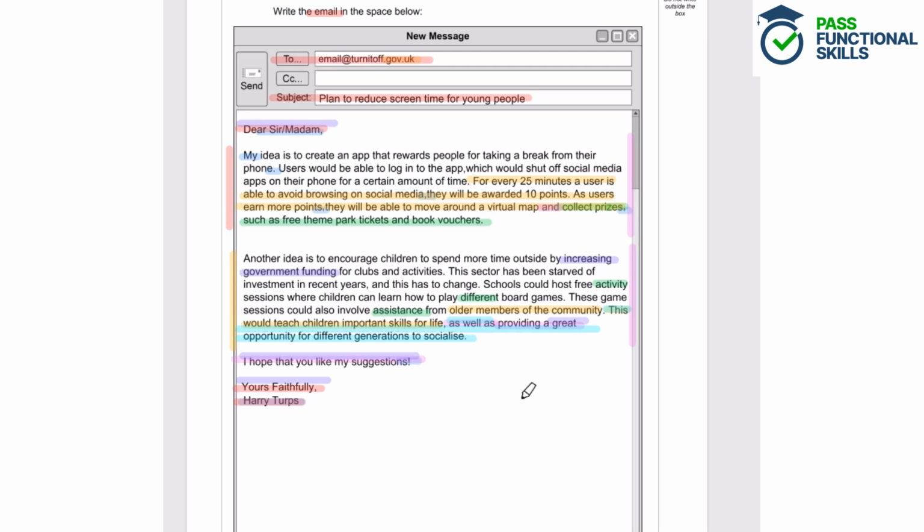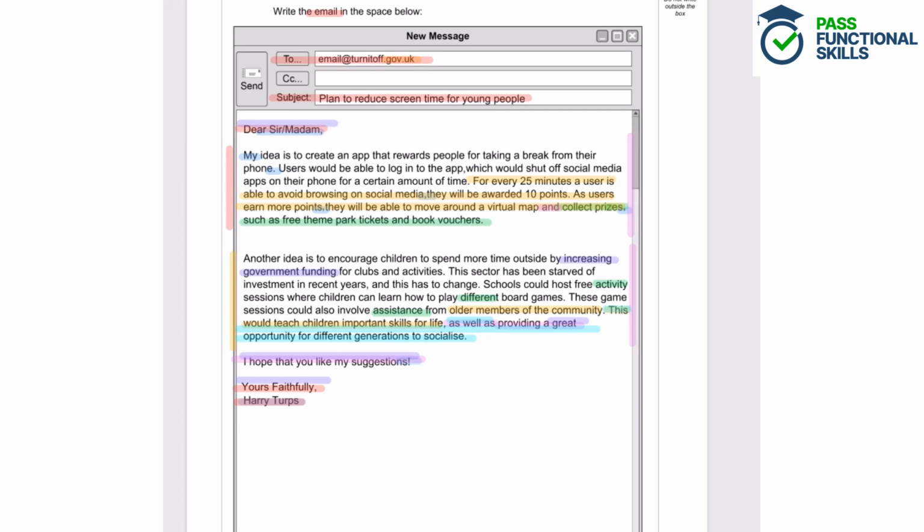So try to include some longer sentences in your answers to really link your ideas together and show the examiner that you have a good understanding. But make sure that any sentences you include are not so long that they stop making sense. You want to just include a range of different sentences, short, medium and long.